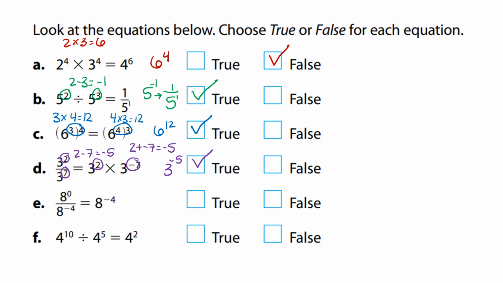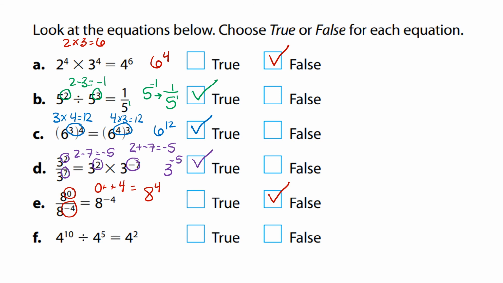Letter E, we are dividing, so we subtract 0 minus negative 4. When we're subtracting negatives, we keep, change, change, so that changes to addition and that changes to a positive 4, meaning our answer is 8 to the positive 4th power. So that statement is false.